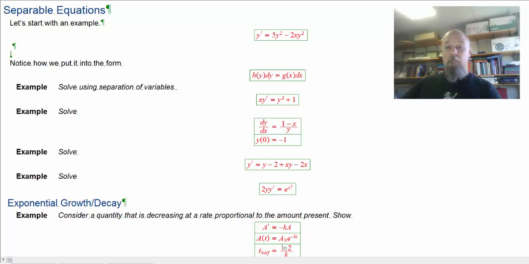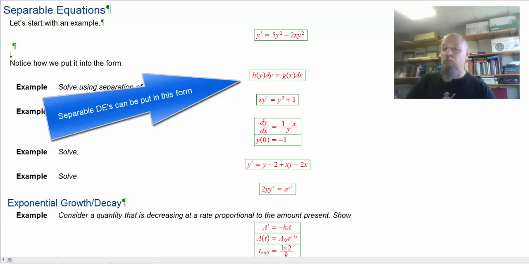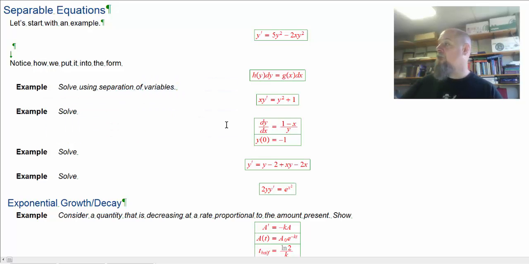Separable equations. Separable equations are equations that can be put in the form y prime is equal to some function of x times some function of y. So let's start with an example and we'll see what we're talking about. Here I've got y prime.